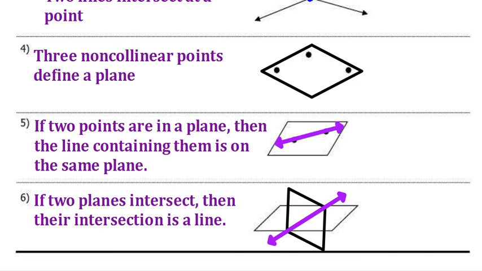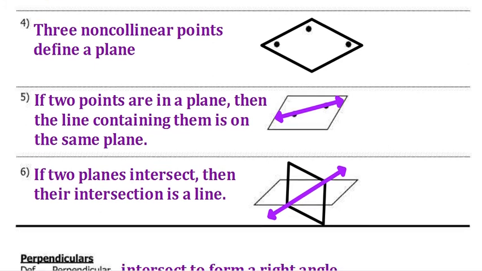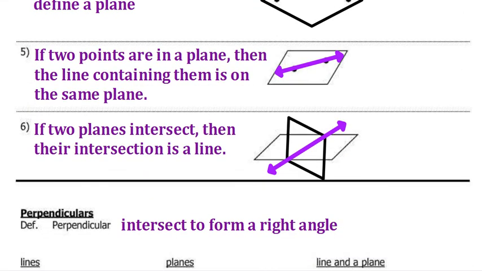Our sixth and final postulate that we have here is that if 2 planes intersect, then their intersection is a line. So any time that 2 planes cross each other, the location where they cross, unless they're the same plane, is going to be a line. The other exception to this would be if you had parallel planes, but don't worry too much about those for now.